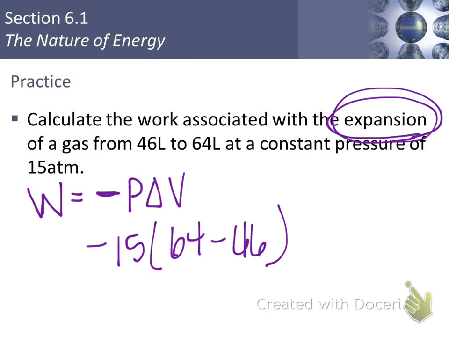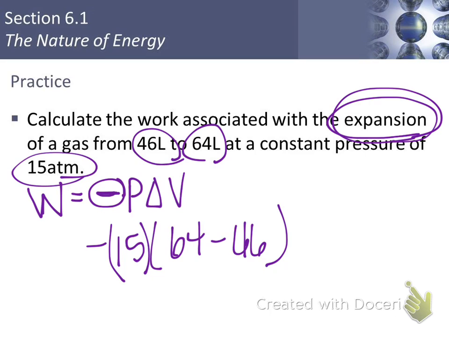Make sure you do final minus initial. It's really easy to just plug in the numbers as you see them, but you have to go final minus initial. Why did you get negative? This was just the negative right there. So 15 is my atmospheres, that's my pressure, and the negative just comes from my equation. Negative is just in my equation because I know it's expanding.